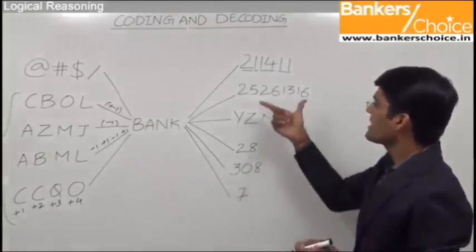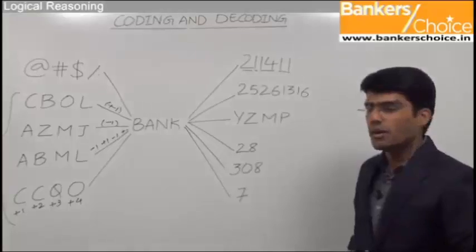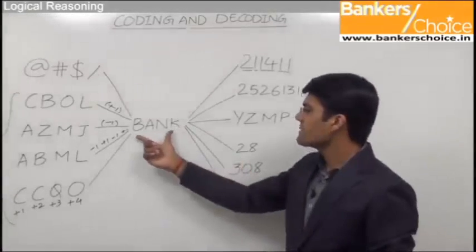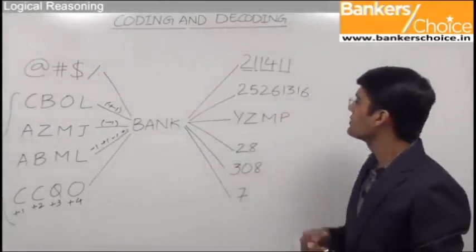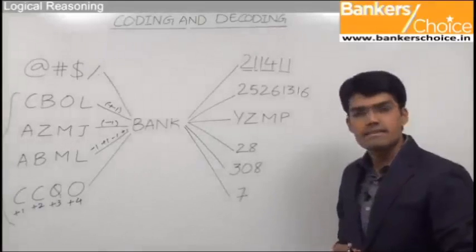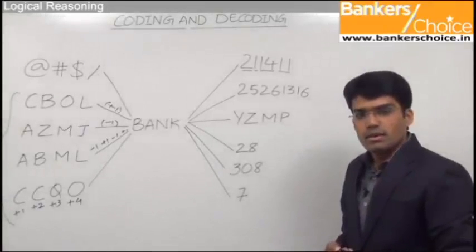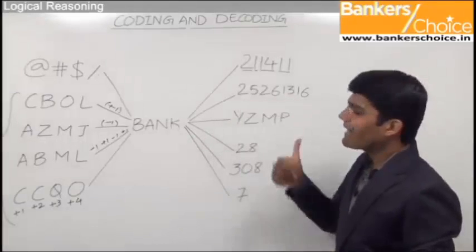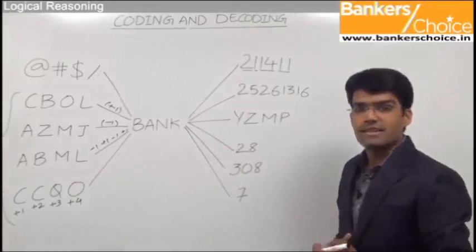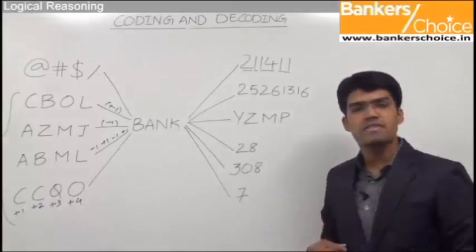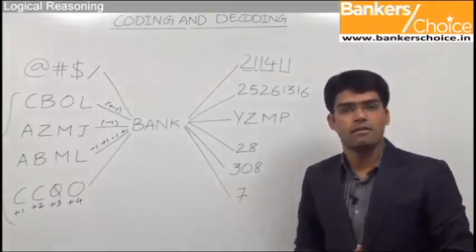Let us now understand the coding behind the second one. Here the word bank has been taken as 25 26 13 16. Now, what could be the reason behind this kind of coding? The logic is, here the positions have been taken in the reverse alphabetical order.